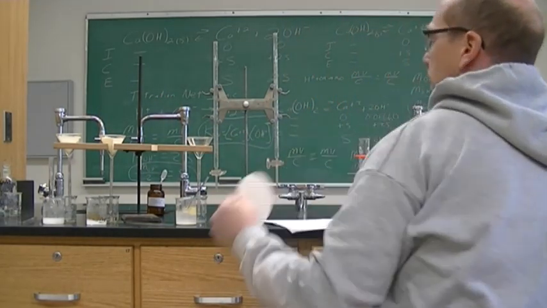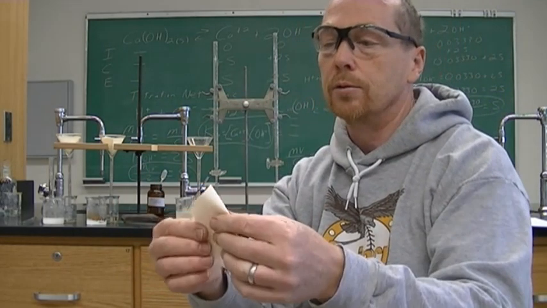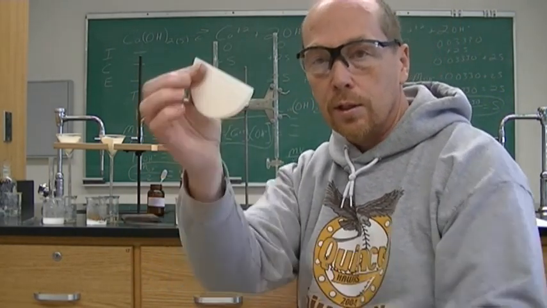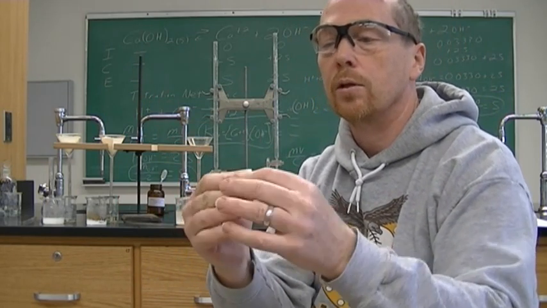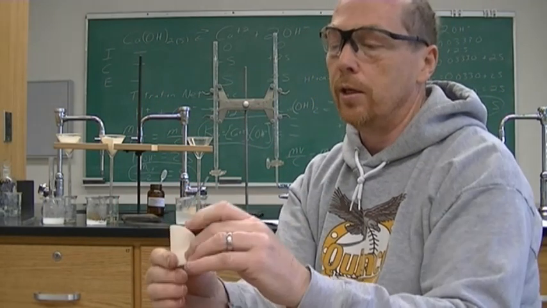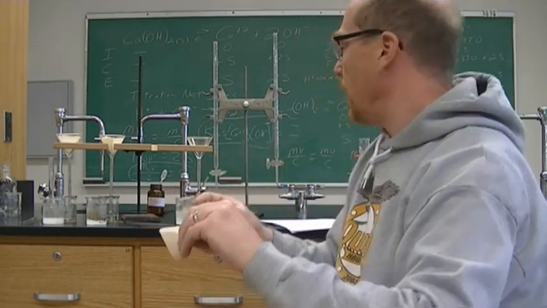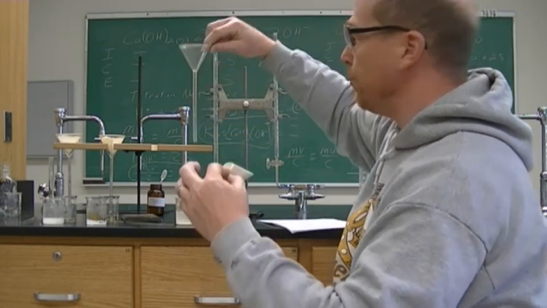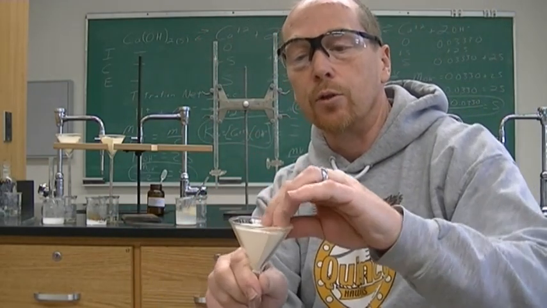So to make a filter paper, you fold it in half, then you fold it in half again. And then you open it up, and you have your filter. And then you take your filter funnel, and it sets right in the filter funnel.